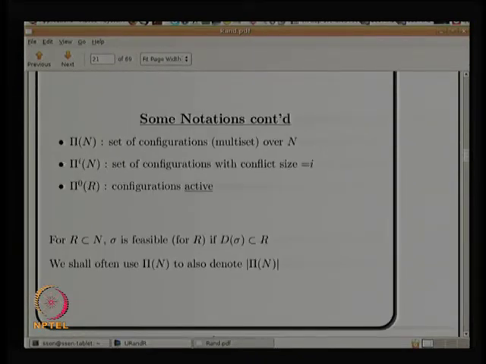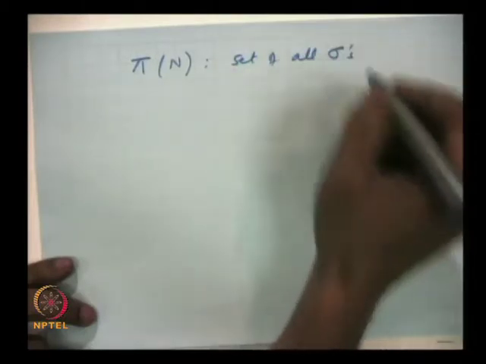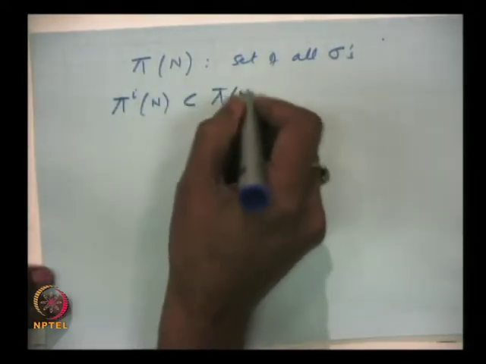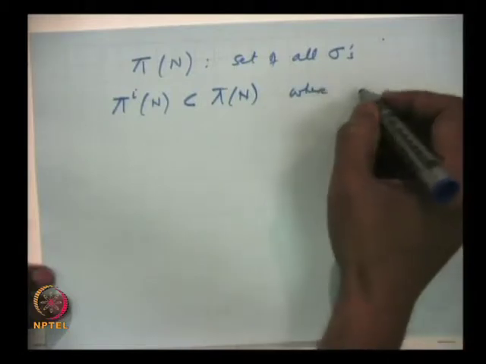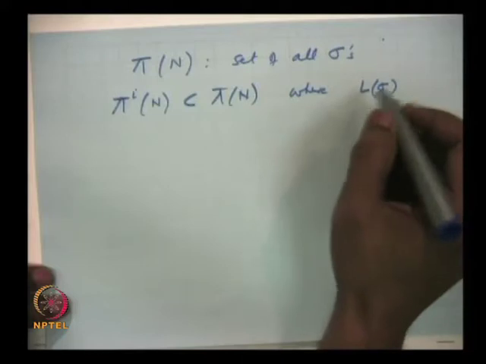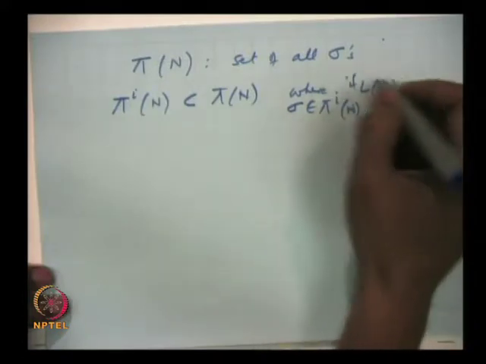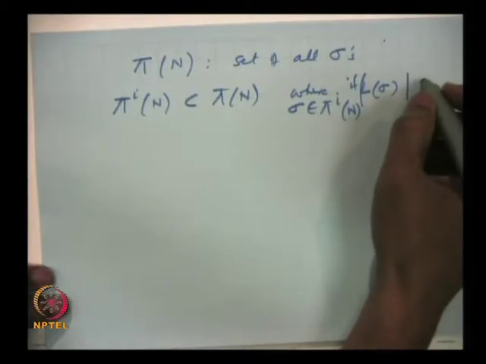Okay. So, continuing with the definitions. What is being said here is that Pi of n is the set of all configurations for a given set of objects. So, Pi of n is the set of all sigmas. These sigmas may be like the green one or the blue one, it may be empty, it may be non-empty, whatever. So, this entire set we are defining as Pi of n. On the other hand, Pi i of n is a subset of Pi of n, where sigma belongs to Pi i of n if the size of L of sigma, the conflicting objects, is equal to i.